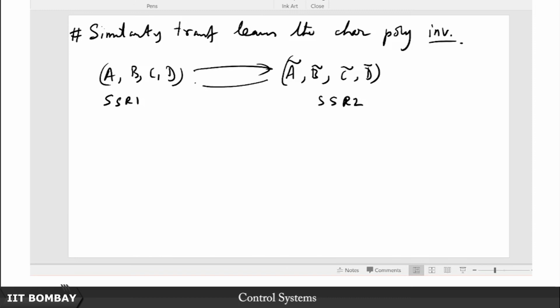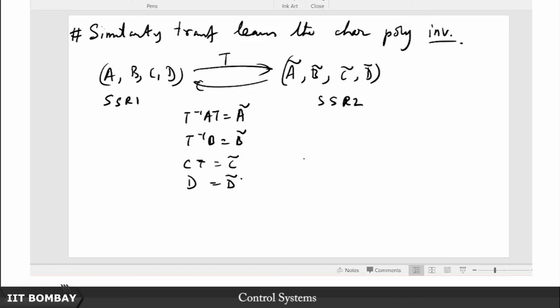The way to get from here to here is through that transformation matrix T, which basically, again let me write it: T inverse A T is equal to A tilde, T inverse B is equal to B tilde, C T is equal to C tilde, D is equal to D tilde.